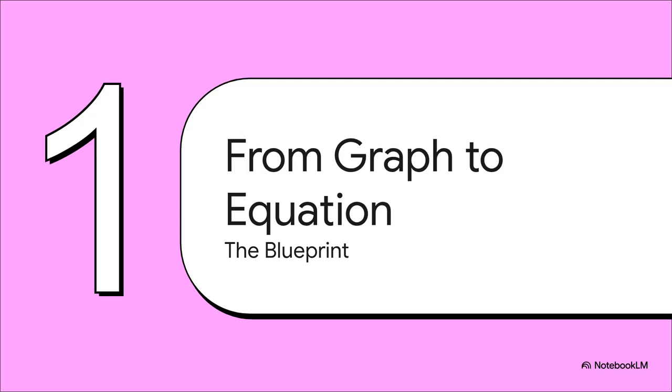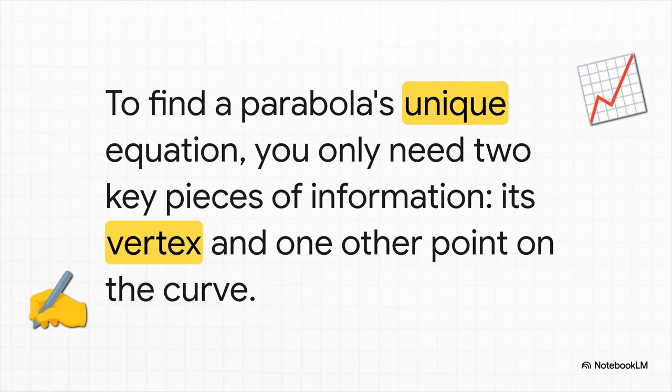All right, section 1, from graph to equation, the blueprint. So, if you can see the curve, how do you actually write its blueprint? Let's break down how we can turn that visual shape into a real working equation. The real beauty of parabolas is just how predictable they are. And the easiest way to pin one down, to define its equation, is by using its vertex. That main turning point, the lowest or highest part of the curve, and then just one other random point that the curve happens to pass through.